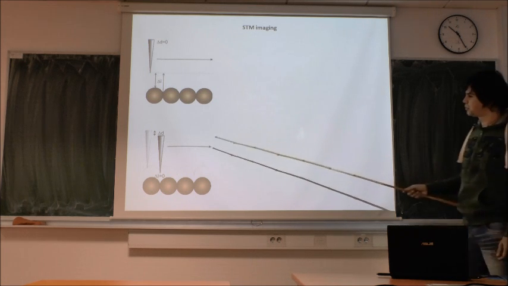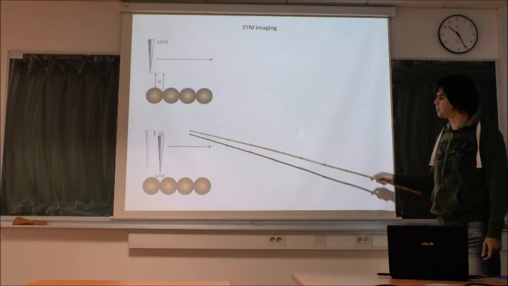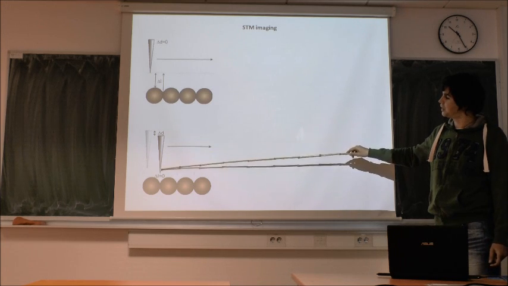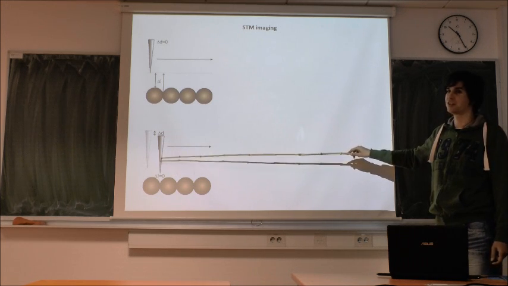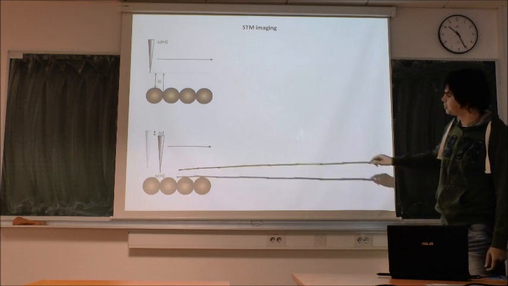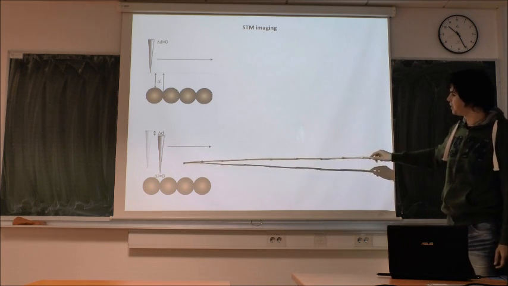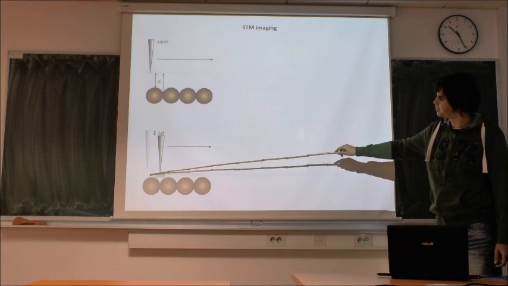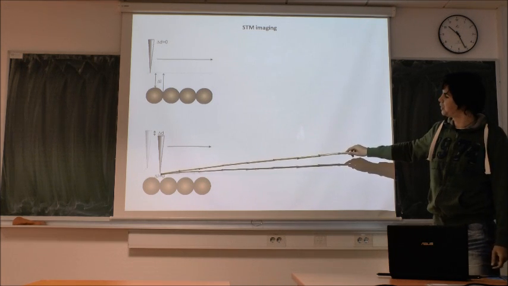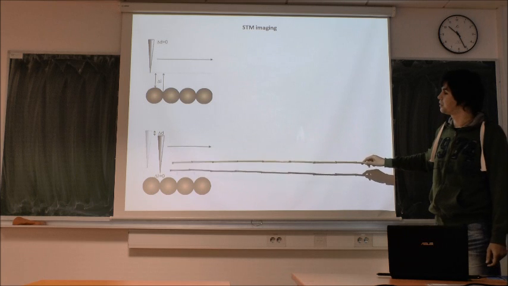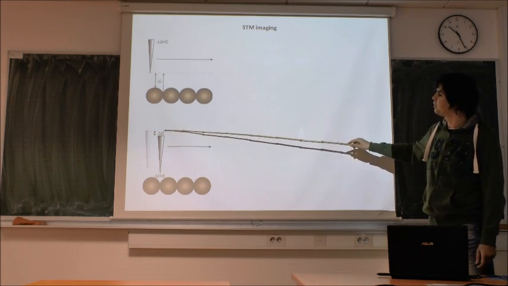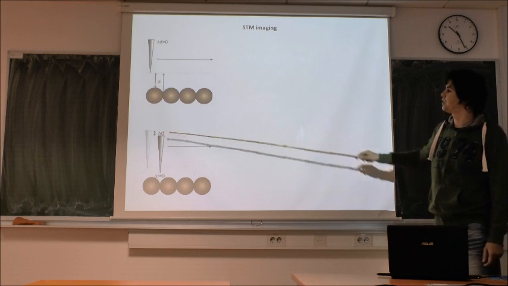Then you have another mode which is called constant current mode. In this mode you always measure the tunneling current, and you keep this tunneling current constant by a feedback loop. This means when the STM tip is scanning over the sample surface, you always adjust the distance between your surface and the tip so that the tunneling current is constant. This is constant current mode. And what you record is the vertical movement of your STM tip.